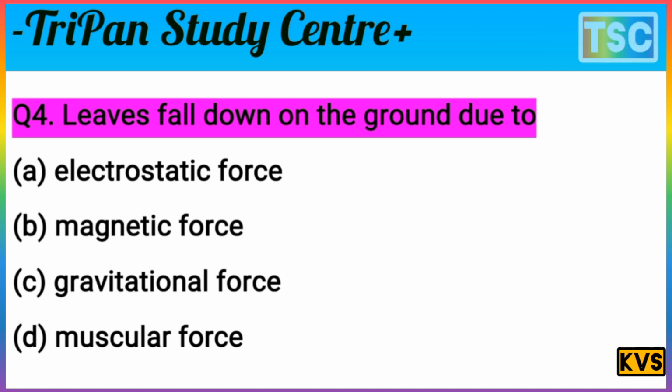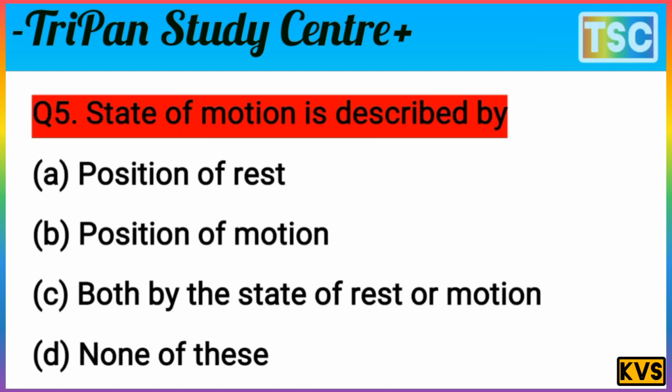Let's see the next question here. The next question on your screen. A state of motion is described by: A, position of rest. B, position of motion. C, both by the state of rest or motion. D, none of these. That's an important question here.